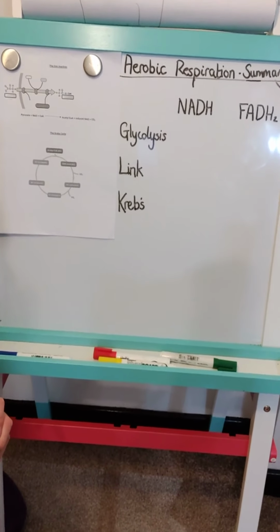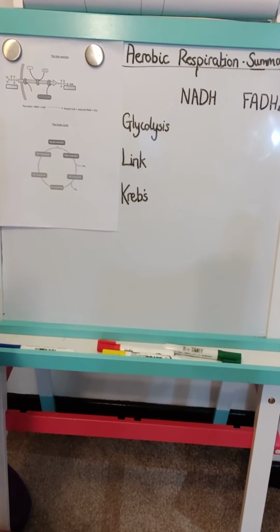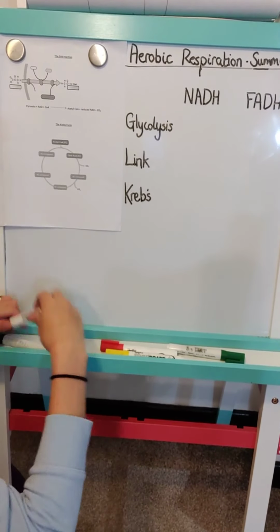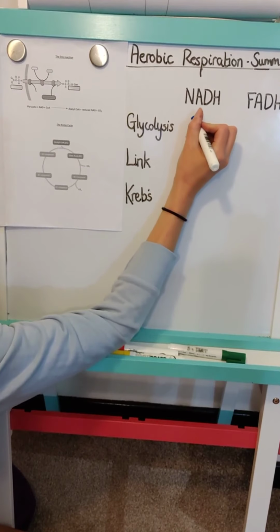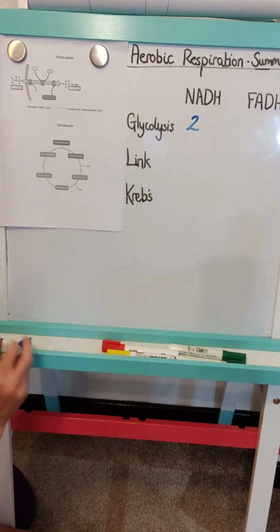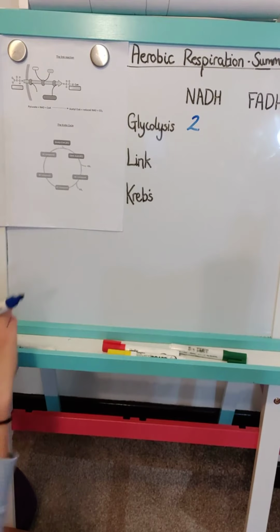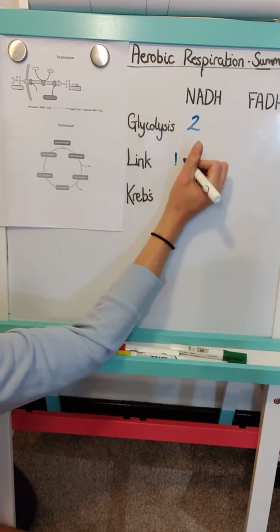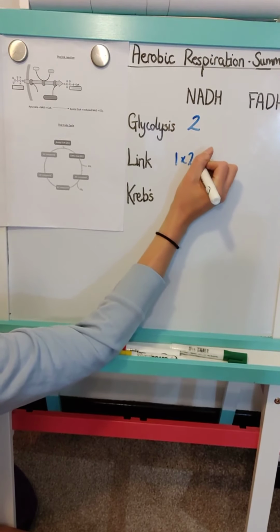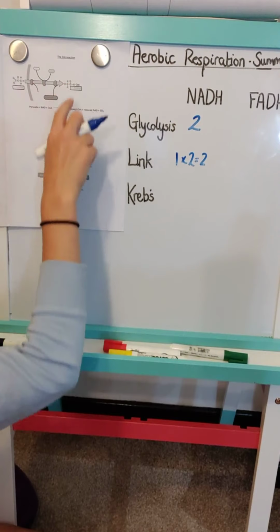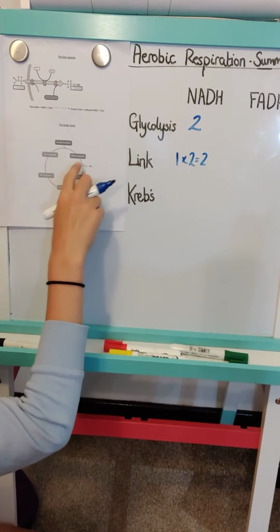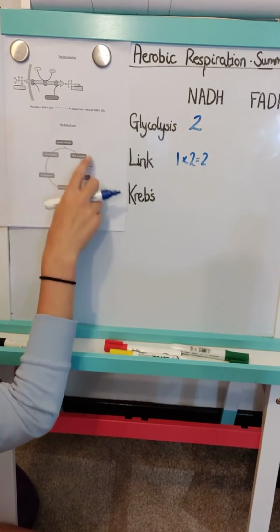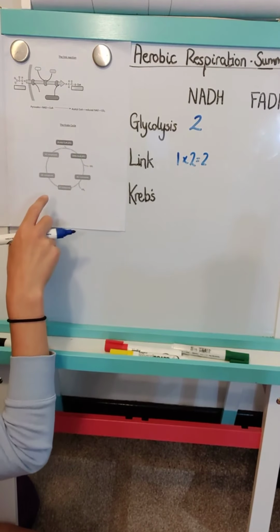So NADH, reduced NAD, in glycolysis we form 2. I'm going to do a different colour. So 2 reduced NAD in glycolysis. In the link reaction, you get 1 NAD that is reduced. Remember, the link reaction happens twice, so we get 2. Then in the Krebs cycle, we have NAD, NAD, FAD, NAD. So we have 3 per turn of the Krebs cycle.